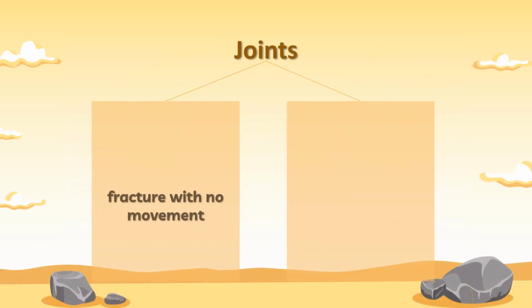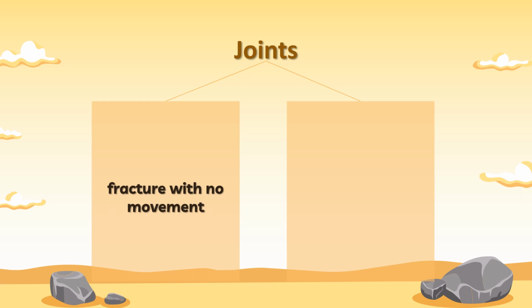Joints. A joint is a fracture with no movement, and it mostly occurs in parallel groups. A joint is a break or fracture of natural origin in a layer or a body of rock that lacks visible or measurable movement parallel to the surface of the fracture.